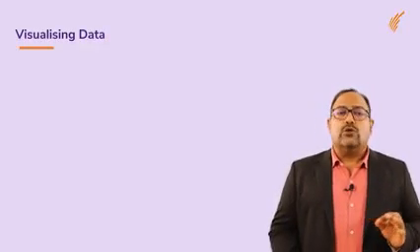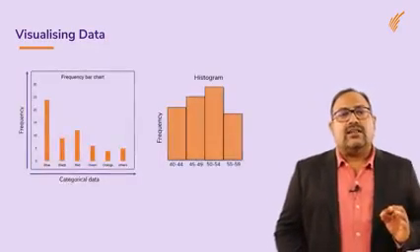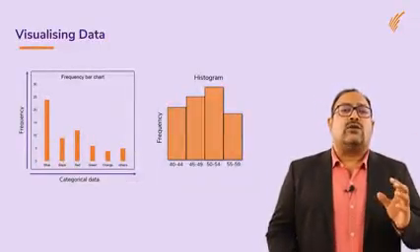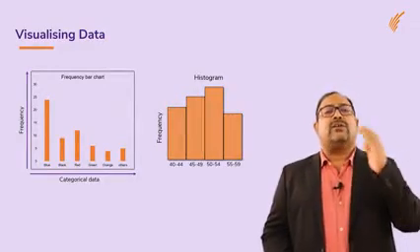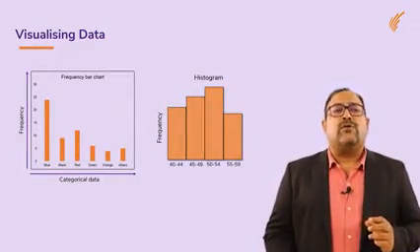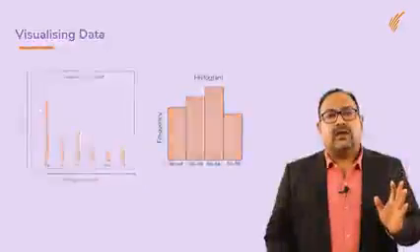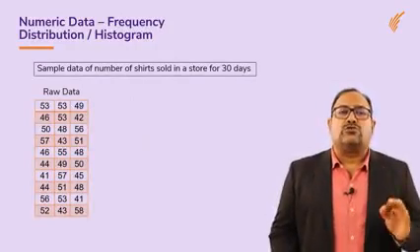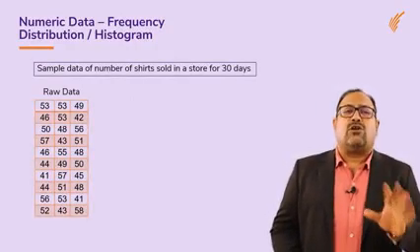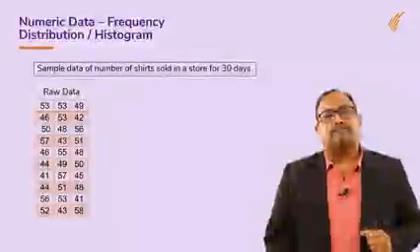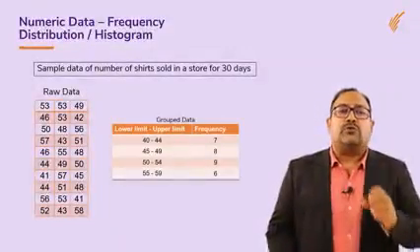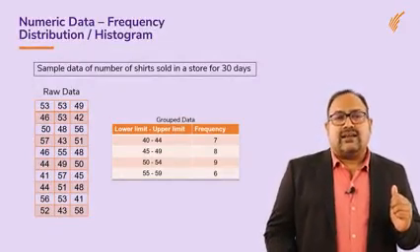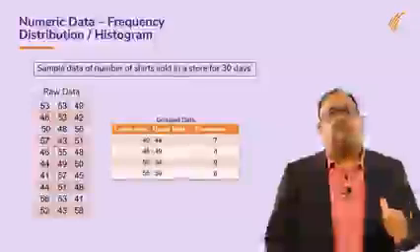Now, when I look at the numerical data, in the numerical data, you can also look at it as a bar chart, or you can group the data and then see the frequency of the group data in the form of a histogram. Now, if you have, say 30 days data for number of shirts sold in a store, which is a raw data for you to summarize, then you can group those raw data, creating grouped frequency table, and you can see that in the table on the screen.